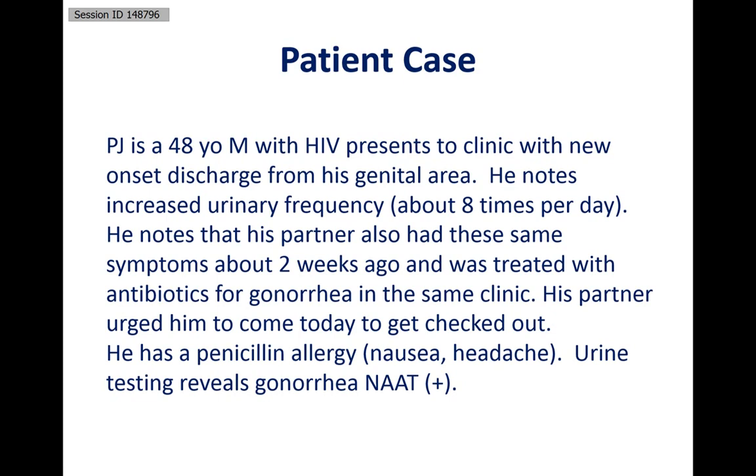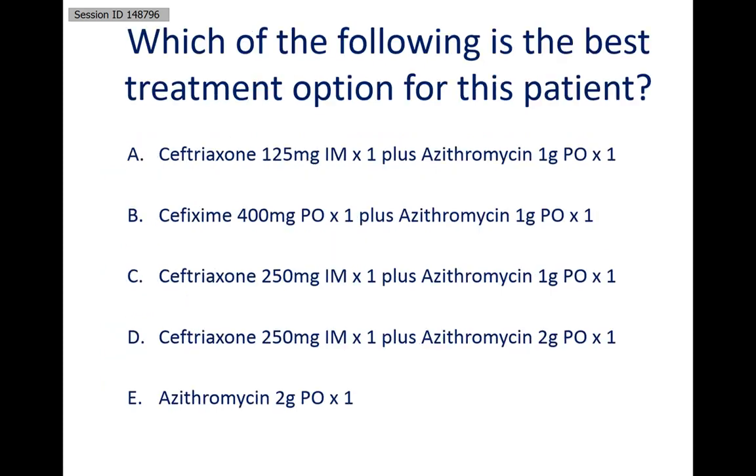He has a penicillin allergy, which he reports as having nausea and headache. His urine test is positive for gonorrhea. Which of the following is the best treatment option for this patient?